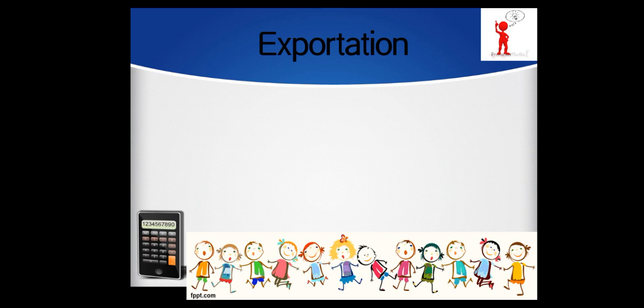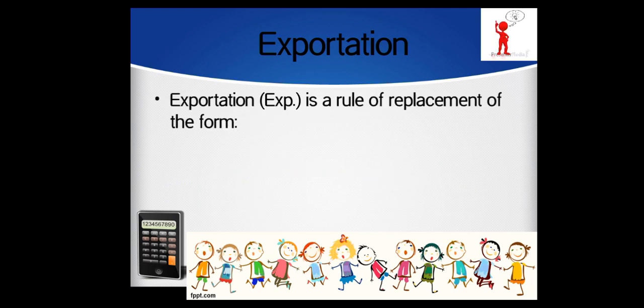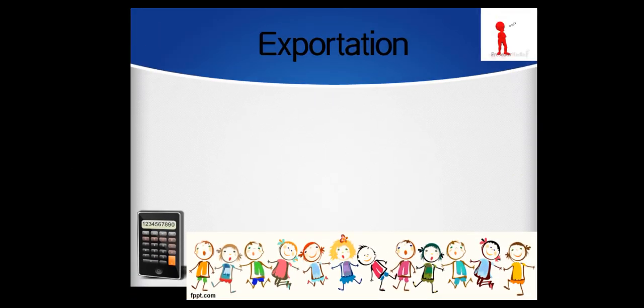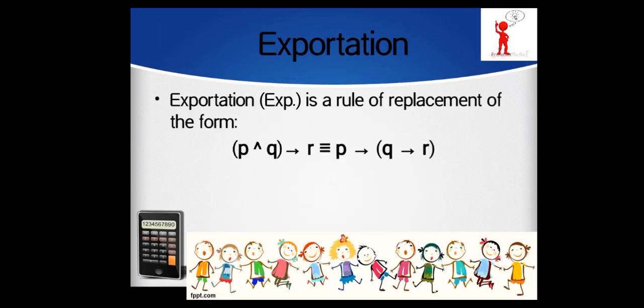The last one, I think, is the exportation. Exportation is a rule of replacement of the form P and Q implies R is equivalent to P implies the quantity of Q implies R. That is for the exportation.